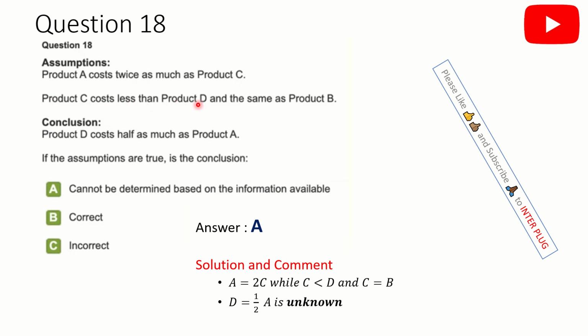Product C costs less than product D and the same as product B. So C is cheaper than D and C is the same as B. Product D costs half as much as product A. Normally we know that C is half of A, but we don't know the relationship. We just know that C is smaller than D. If product D is half of A, it means that D and C are the same, which was not said. So we don't have enough information to conclude. So the answer here is A, okay?